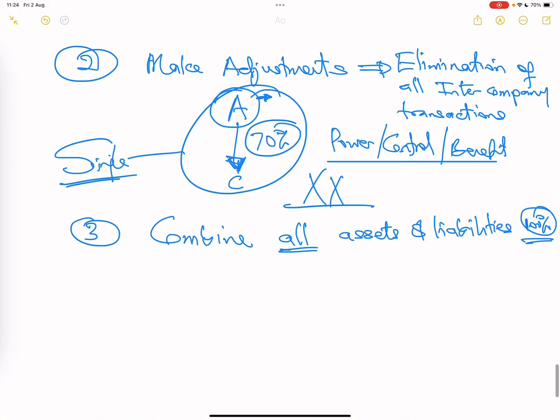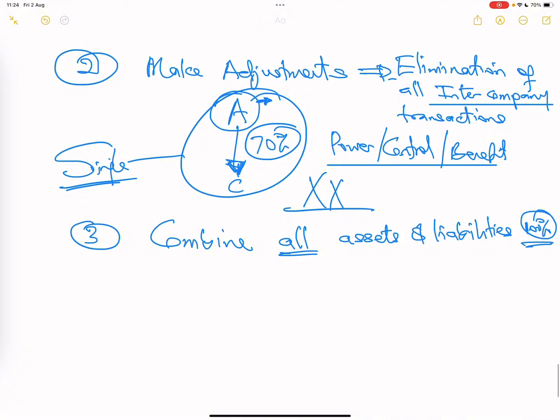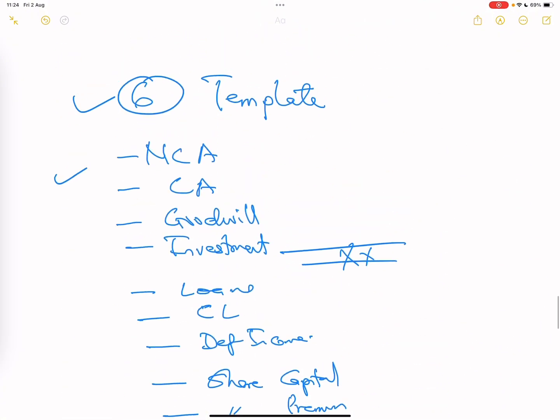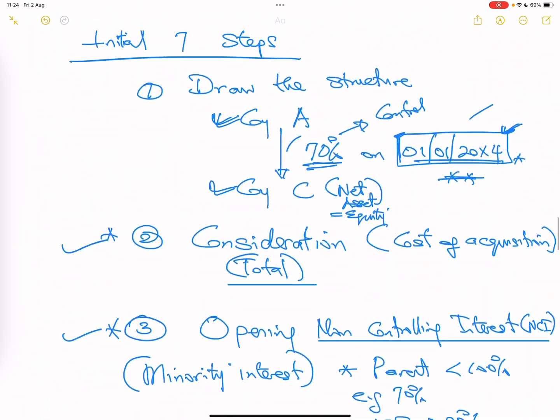And once you have done that, merge all the asset and liability, and you must have removed all intercompany transactions, whether on balance sheet or P&L. But remember, for this one, we are focusing on sort of financial position. That is what we are learning how to consolidate for now, right? Let me tell you that clearly.